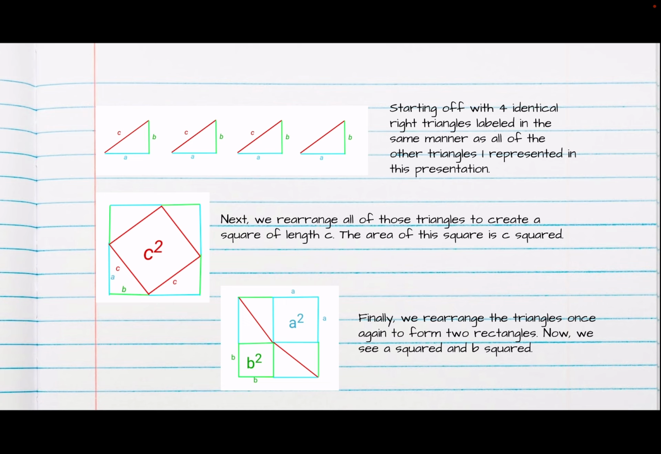Notice how in this figure there are still 4 right triangles. We just rearranged them so length C is multiplied by length C to get an area of c squared. Finally, we rearrange the triangles once again to form 2 rectangles. Now we see a squared and b squared.